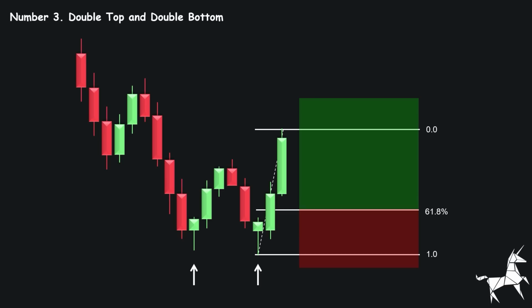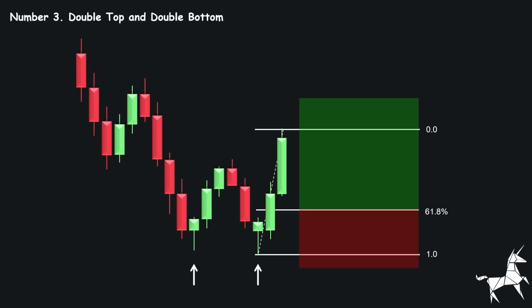But here's an important point. Trading every double top and bottom in the middle of nowhere isn't effective. The best approach is to mark a higher time frame key level that has rejected the price multiple times and then wait for double top or bottom rejections on a lower time frame. Or you can combine it with smart money concepts.